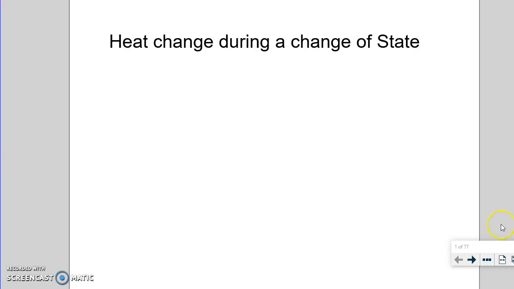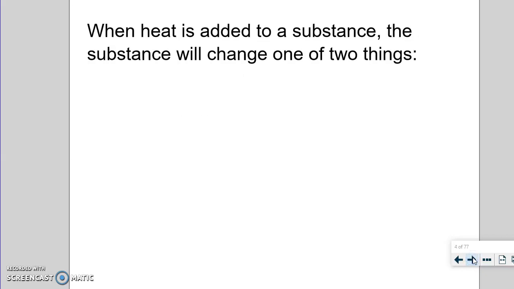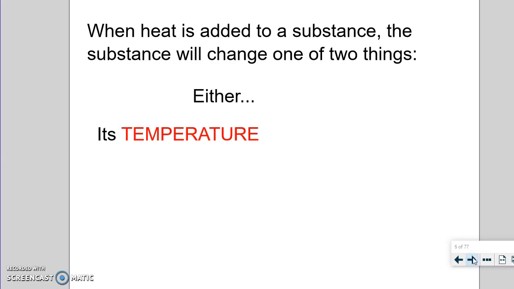Heat change during a change of state. So a change of state would be melting, freezing, boiling, condensing. When you heat up a substance, add or remove heat, the substance is going to change one of two things. It's either going to change its temperature, go from 40 degrees to 50 degrees, or the other thing it can do is it can change its state.